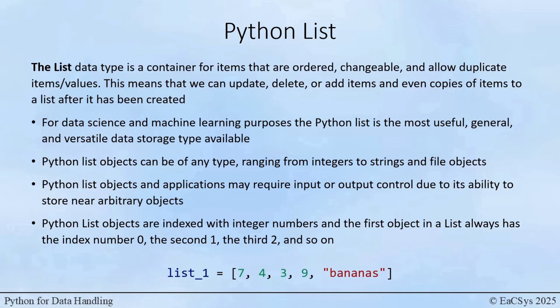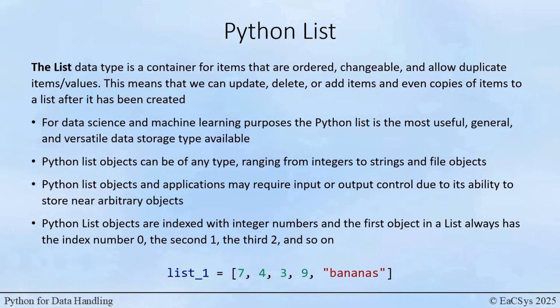Now we're going to talk some in detail about the Python list data type. And for data science, data analysis, and machine learning purposes, the Python list data type is the most useful, versatile, and general data storage type available. The list data type is a container for items or objects that are ordered, changeable, and allows duplicate items or values.